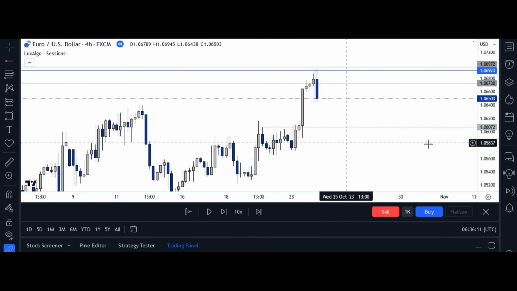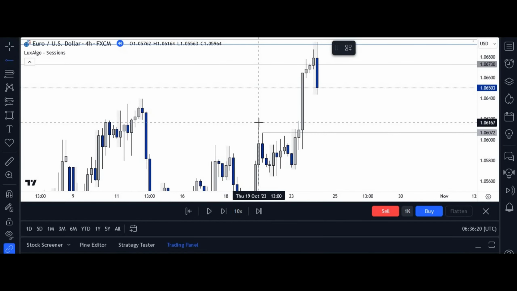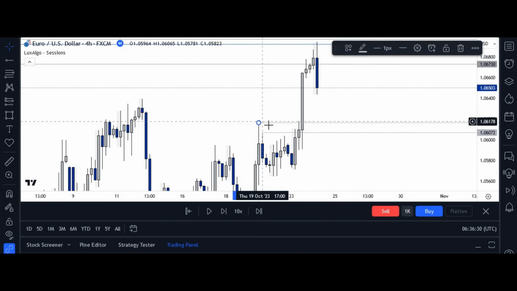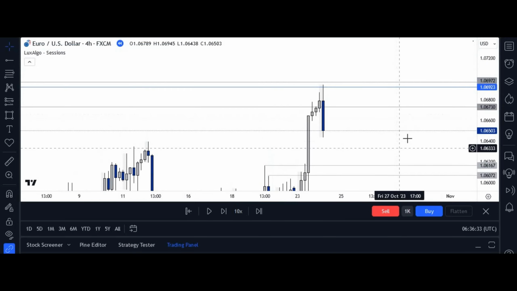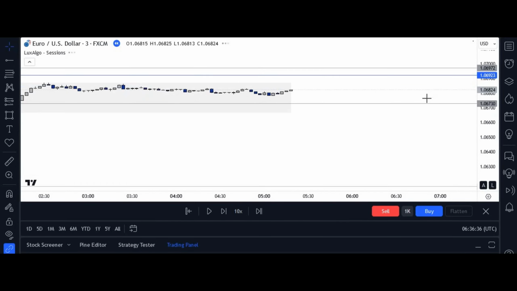But sometimes you could be a bit flexible, because this area of support here actually coincides with this STB week, okay, sell to buy. So you could potentially mark out your area here. Now on the 3-minute time frame, we're going to mark out our areas of liquidity.